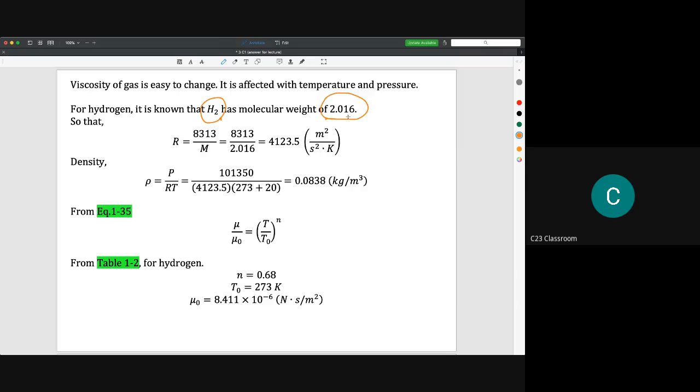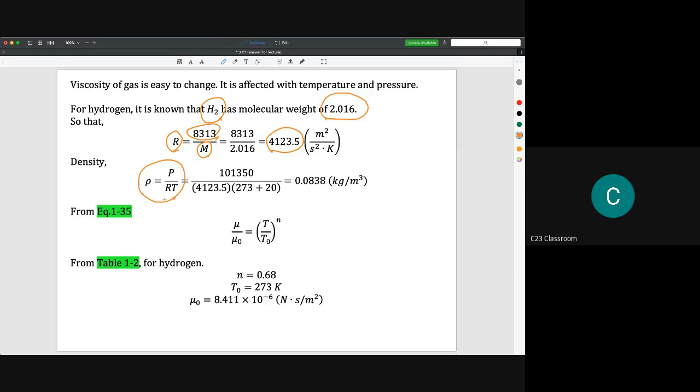Okay, so it is okay for you to make an assumption that the molecular weight of hydrogen is 2, because in common chemical tables the molecular weight of hydrogen is 2. But to be specific, it is 2.016. So if you need to calculate by using the ideal gas law, you need to determine the value of R here. So it is by dividing the 8,313, which is the universal gas constant, by the molecular weight M. So you will get around 4,123.5.